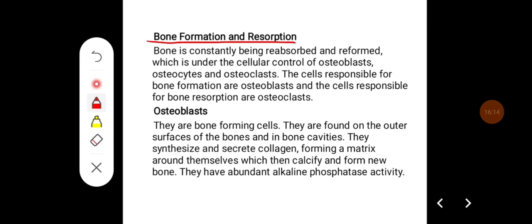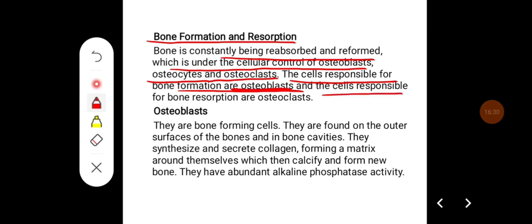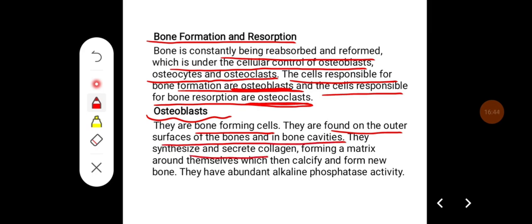Bone formation and resorption. Bone is constantly being reabsorbed and reformed, which is under the cellular control of osteoblasts, osteocytes and osteoclasts. The cells responsible for bone formation are osteoblasts and the cells responsible for bone resorption are called osteoclasts. Osteoblasts are bone forming cells and they are found on the outer surface of the bones and in bone cavities. They synthesize and secrete collagen, forming a matrix around themselves which then calcifies to form new bone. They have abundant alkaline phosphatase activity.